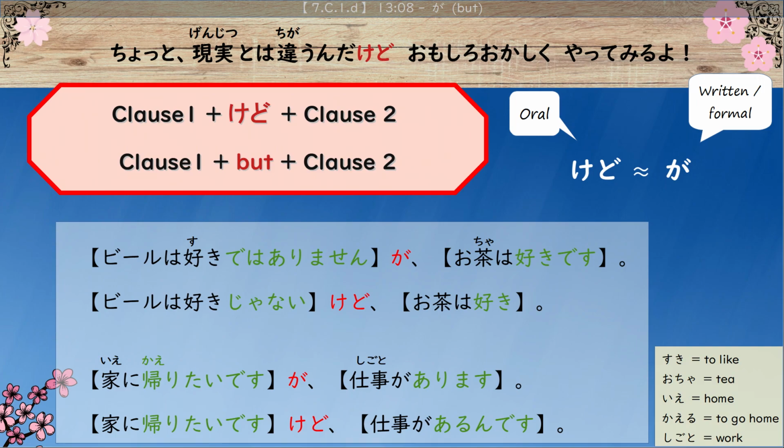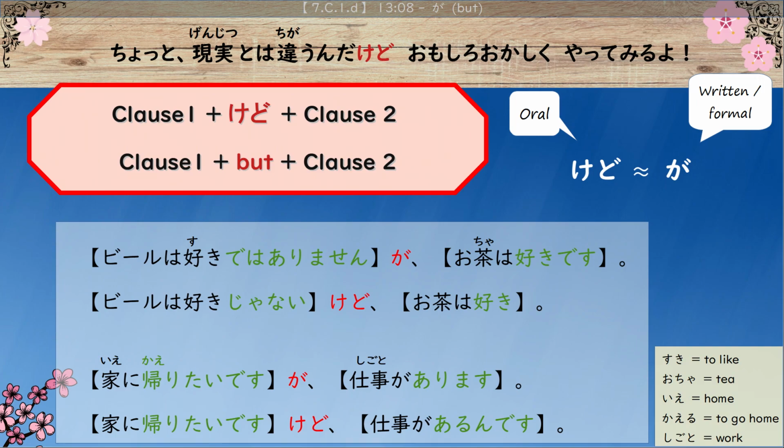ビールは好きではありませんが、お茶は好きです。That's the kind of sentences that you can find in a textbook. So ビールは好きではありません。I don't like beer. が but お茶は好きです。I like tea. So here it's either kind of a written sentence, either it's said in quite a very formal context.